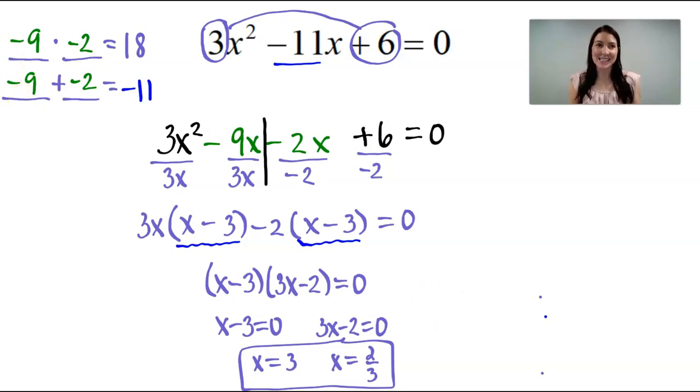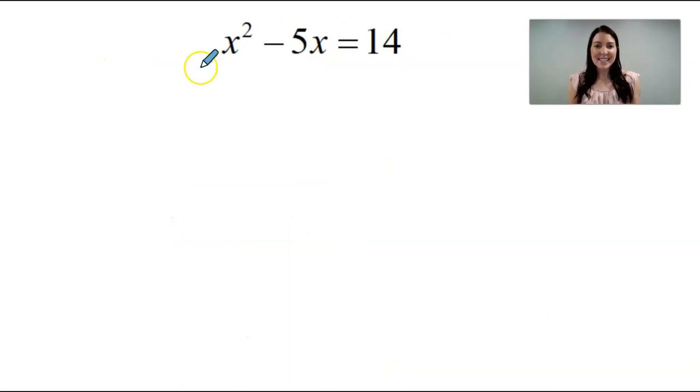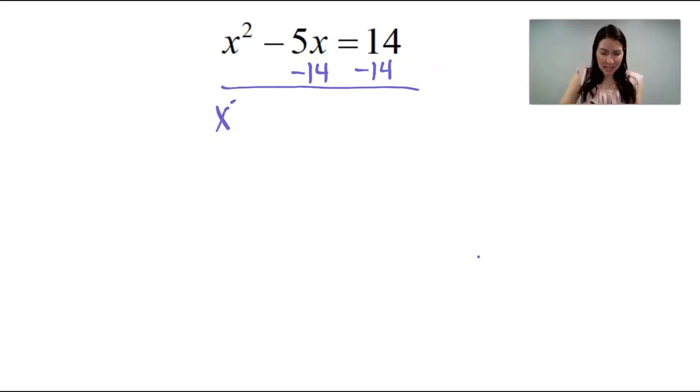Let's take a look at a second example. In this example, it looks a little different from the first example because it doesn't say equals 0. In fact, that's what we need to make sure that we do first. We need this side to say 0. So we need to subtract this 14 over to the other side. That doesn't have a like term with anything on the left side, so we need to keep it as x squared minus 5x minus 14.